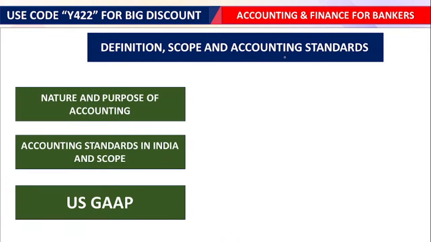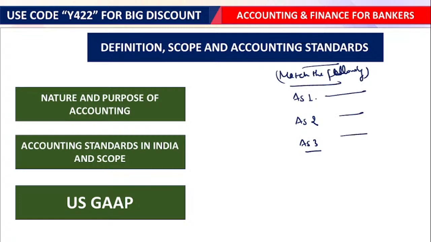So let's start with the definition, scope and accounting standards. From this chapter you are going to get questions like match the following. In the examination, following the pattern of previous examinations, you get match the following questions where certain accounting standards are given. Suppose accounting standard 1 is given, accounting standard 2, accounting standard 3, and the different purposes for them are mentioned, and you have to match the following.